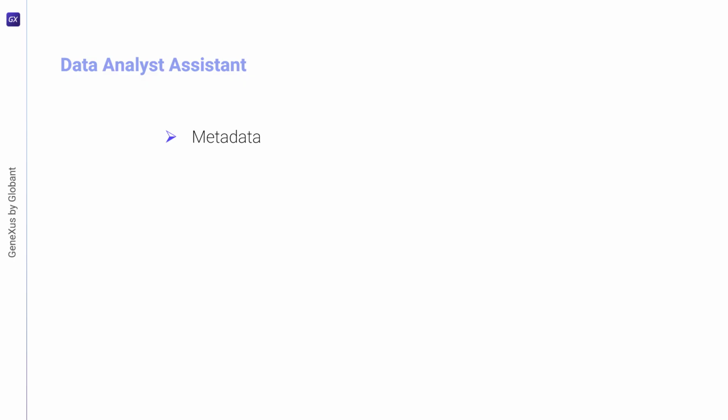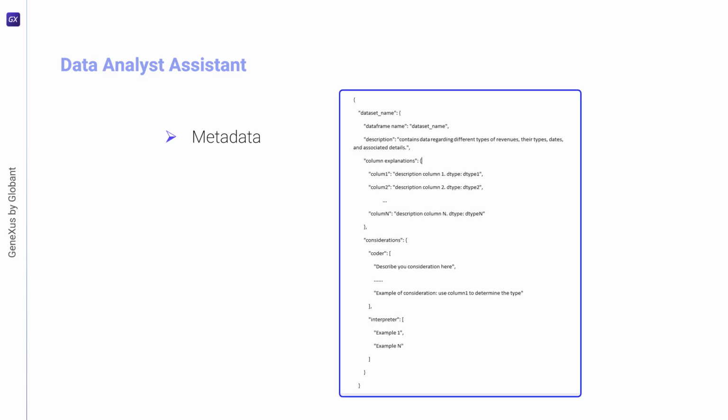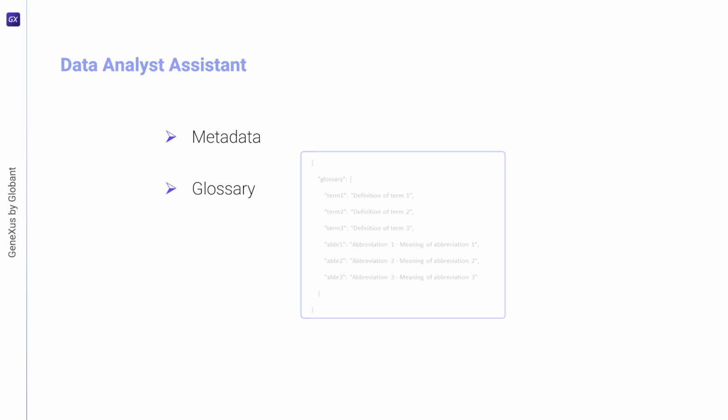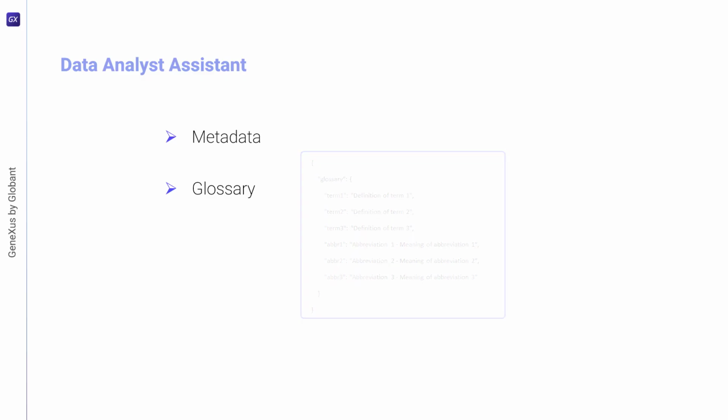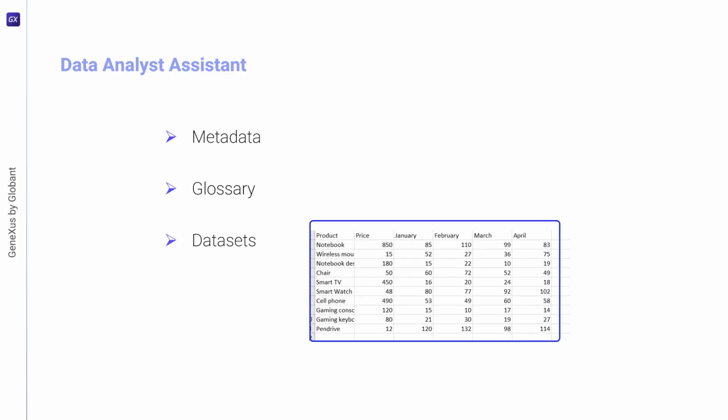Metadata. This includes a description of each dataset, its columns, including possible data types and values, and considerations for the encoder and interpreter. The glossary should be indicated. It means a list of terms used in the company and/or the user's domain that would be relevant for the LLM to understand the questions. And also the dataset, which is a set of CSV formatted files that follow the descriptions added as metadata.